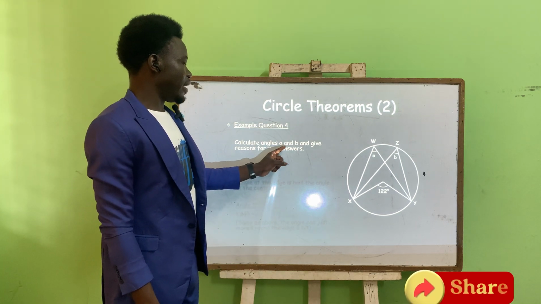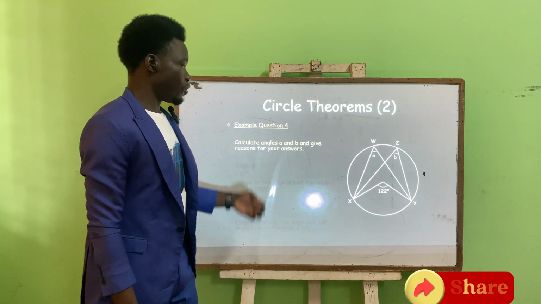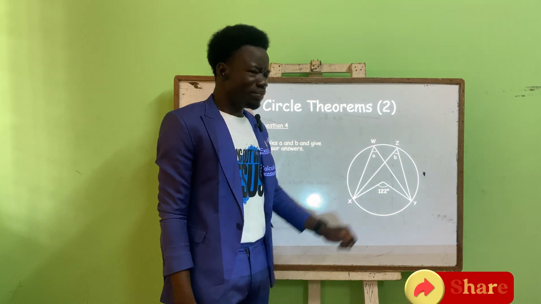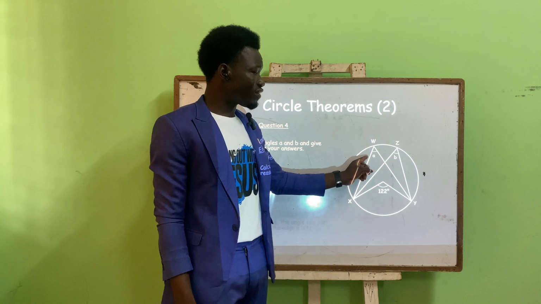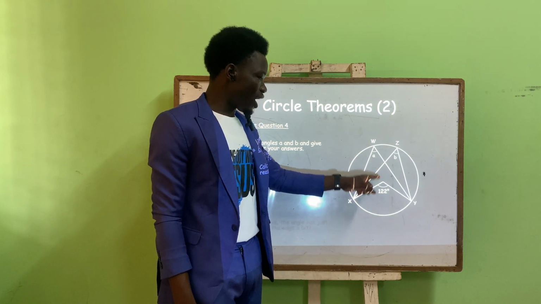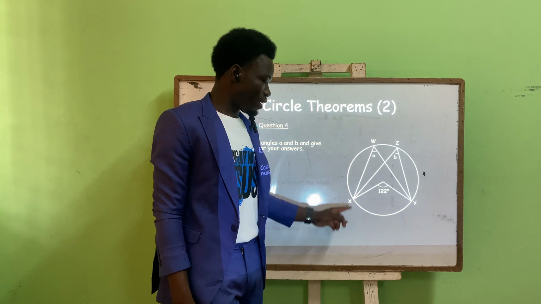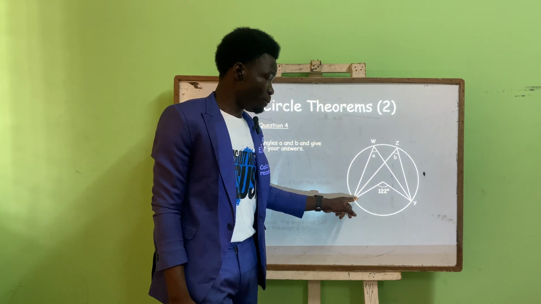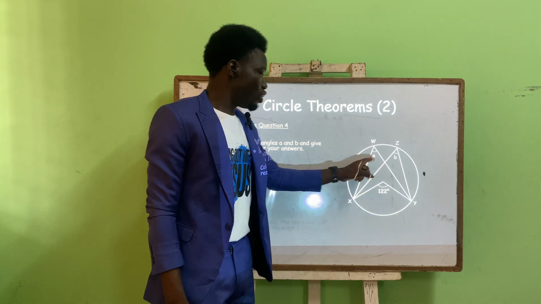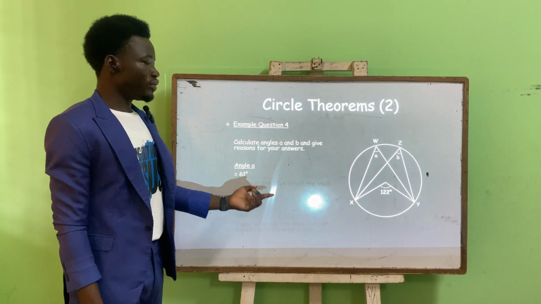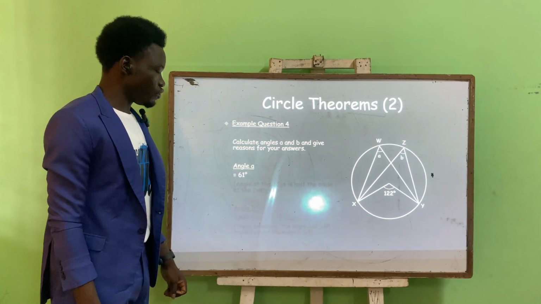We pick word example 4. Calculate angle A and B and give reasons for your answer. You are calculating A and B, but you should know that A is equal to B from the theorems we looked at. But you must get one so that you can get the other one. We say that this angle here is half of the angle at the center, because when you draw a chord here, they are from the same chord. That's where the theorem is coming from. So if here is 122, then A will be 61. So 122 divided by 2 gets 61.